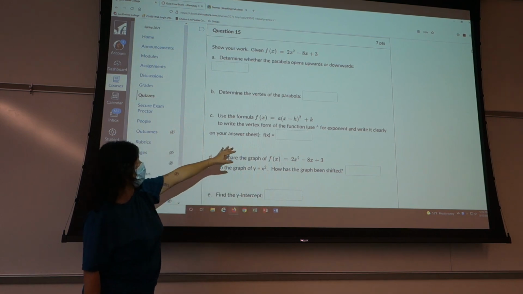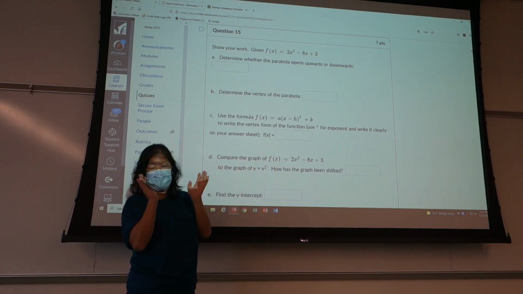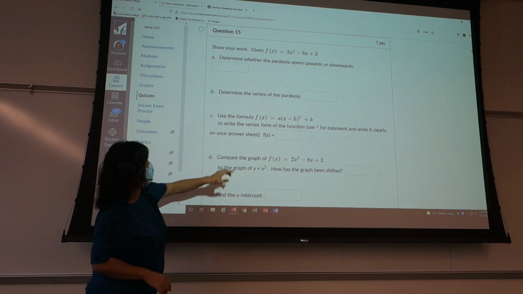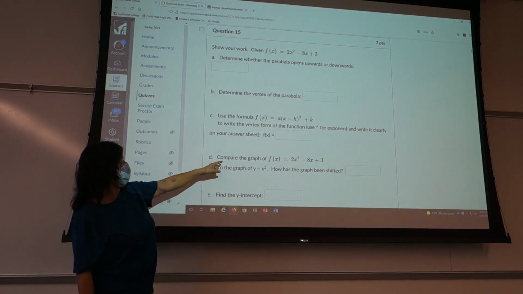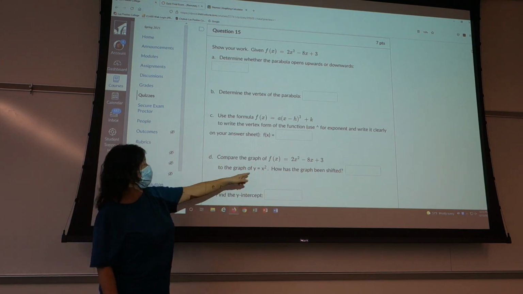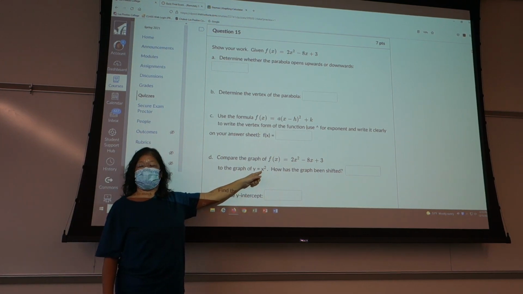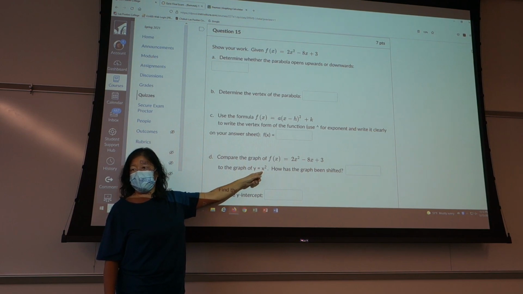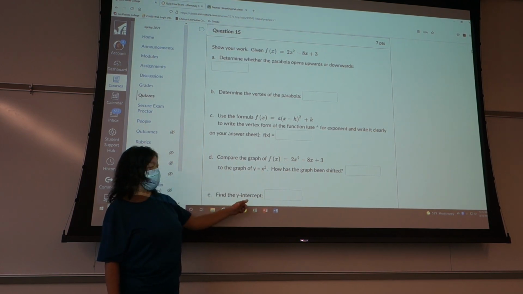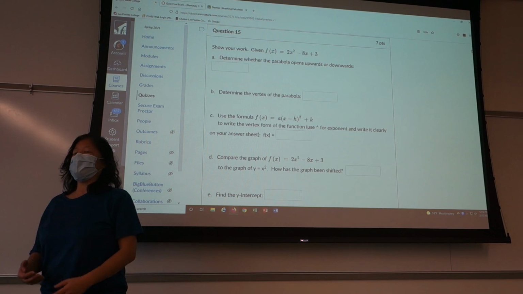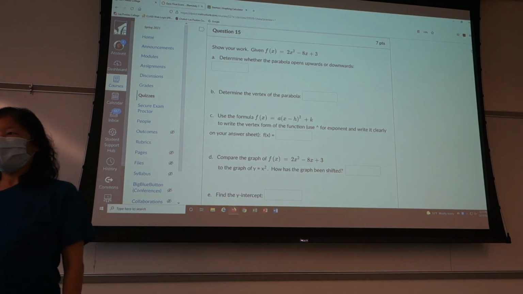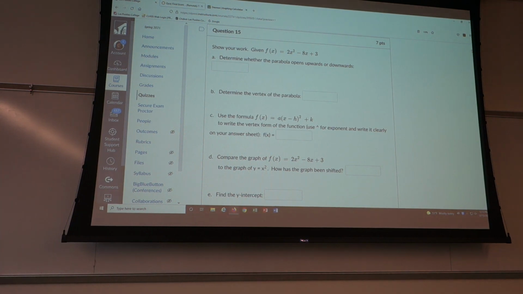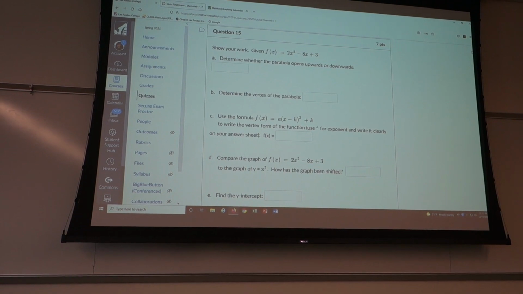To find the vertex form, just write it. You're not doing it online, so you can just write it. It's fine. And then compare that to the original graph, the basic graph of x squared. How has it been shifted? What's the shift? And then find the y-intercept. So the y-intercept is what is y when x is 0. We'll go over this in about 5 minutes, because we've got 2 more problems. I want to do this problem and one other problem with you before we head out.